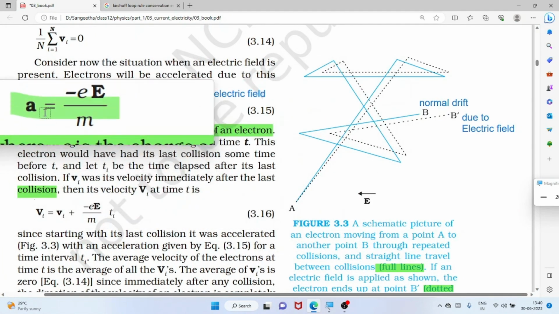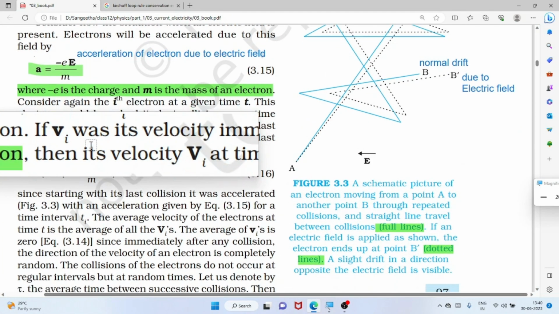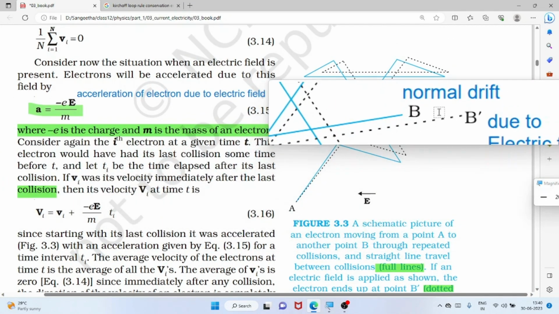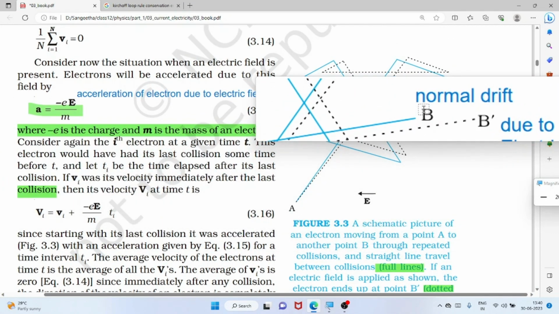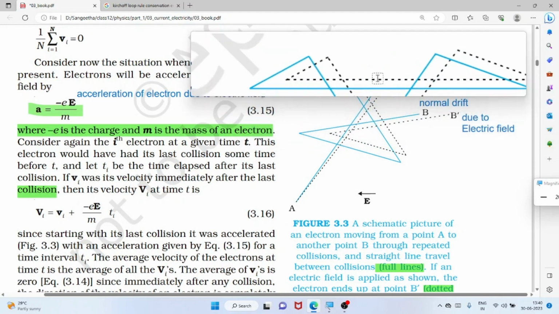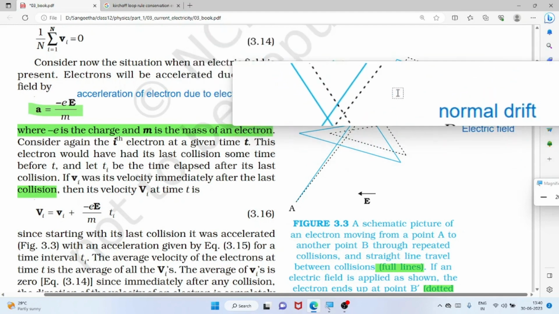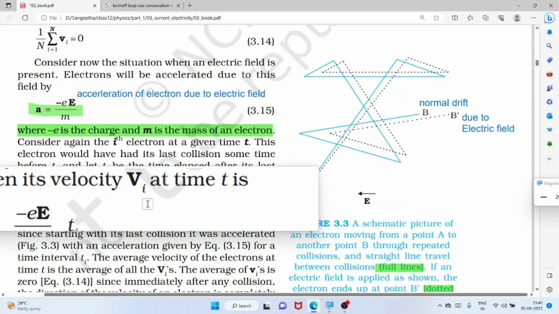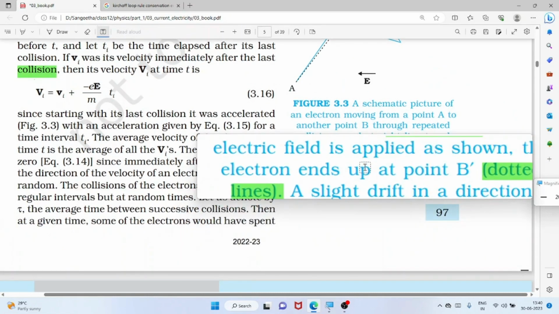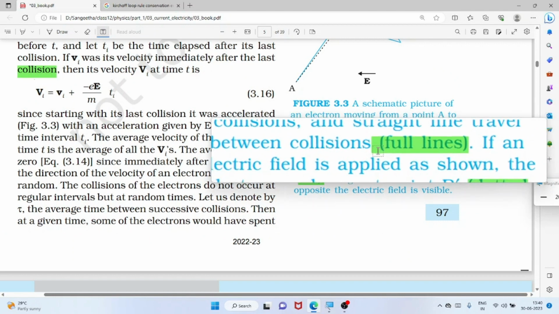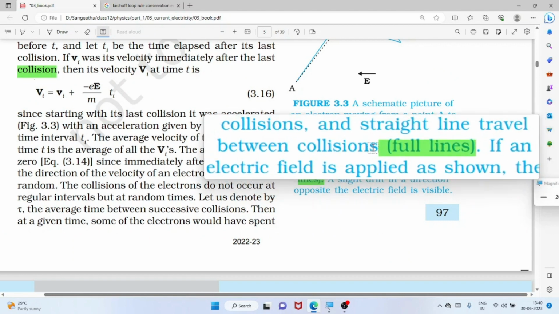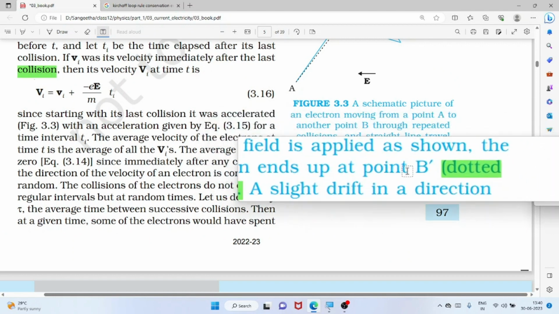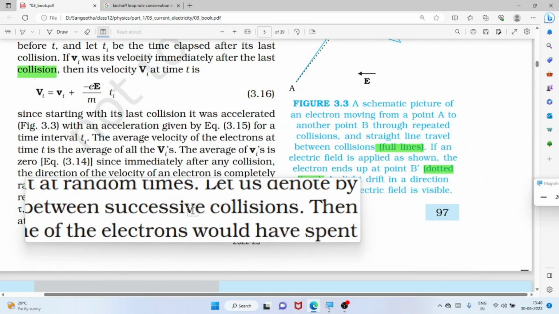Acceleration of electrons in the electric field. See here how the electron drift takes its path. The full lines are without the electric field and the dotted lines are with the electric field.